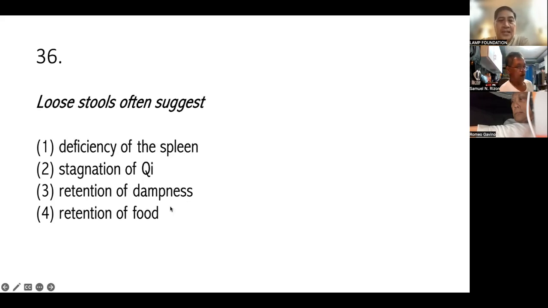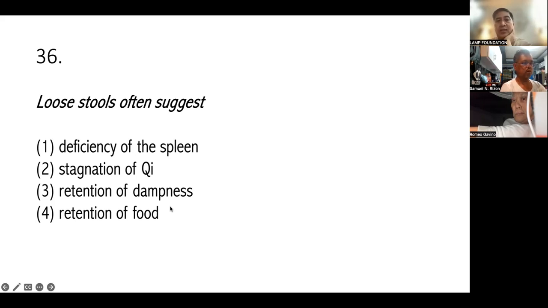36. Number 36, loose stools often suggest deficiency of the spleen, stagnation of chi, retention of dampness, or retention of food. Letter B, yung 1 and 3, deficiency of spleen tsaka retention of dampness. Okay. Kasi po, yan nga po yung pag-loose stools, deficiency of spleen. Tapos, ganun din, may retention of dampness. Okay. The dampness is due to the spleen deficiency, no?